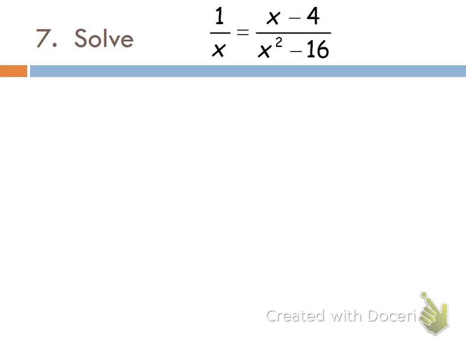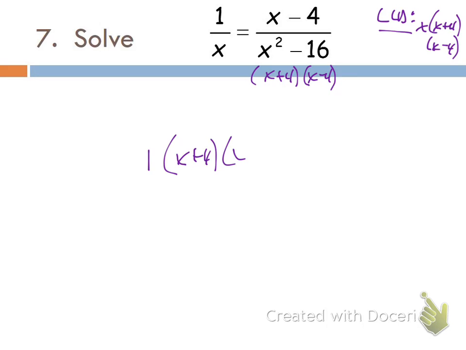All right? A few more here to take a look at. Watch what happens with this guy. Same process. We're still going to factor each denominator, find our least common denominator, which here is going to be x, x plus 4, x minus 4. So we multiply each numerator by what its denominator was missing. This first one was missing the x plus 4 and the x minus 4. The second one was missing the x. But take a look.